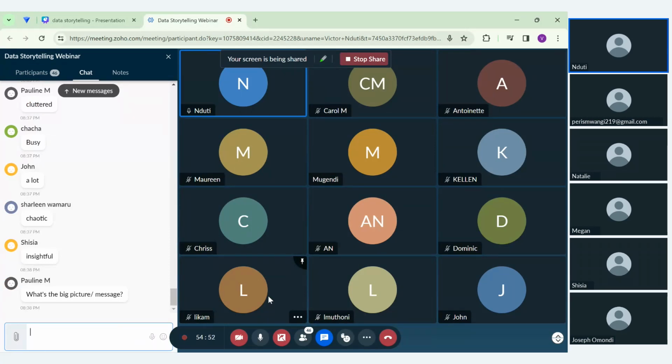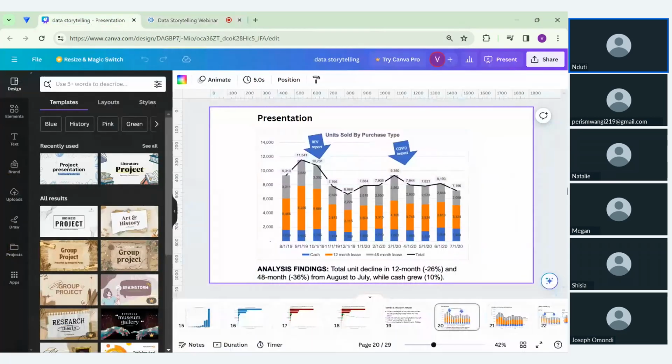That's the first positive statement I've gotten. That's good. But I feel like we can improve it. What's the bigger picture? What's the message, right? Pauline doesn't feel as if we are putting the message across. She has a point. Let's take a look at that.